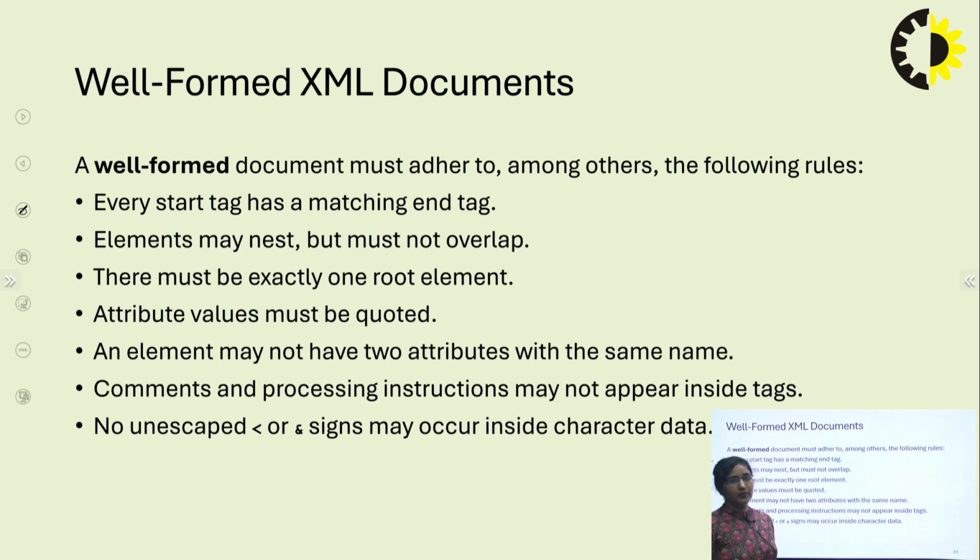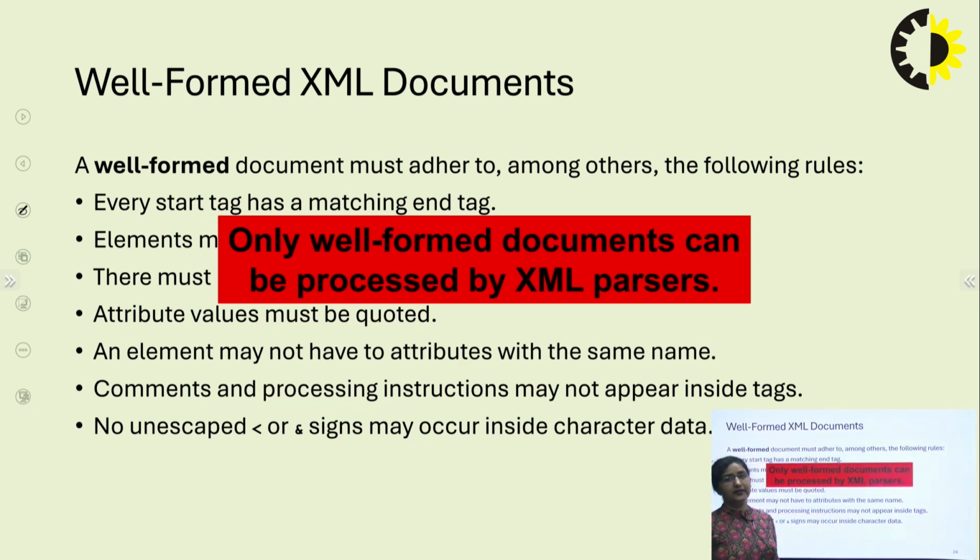So what is a well-formed XML document? First, every start tag must have an ending tag. The tags must not overlap with each other. Every XML document must have a single root element. The attributes must be quoted. It must not have two attributes with the same name. The processing instructions and the comments should not appear inside a tag. And the last one, that the special signs may appear inside the character data.